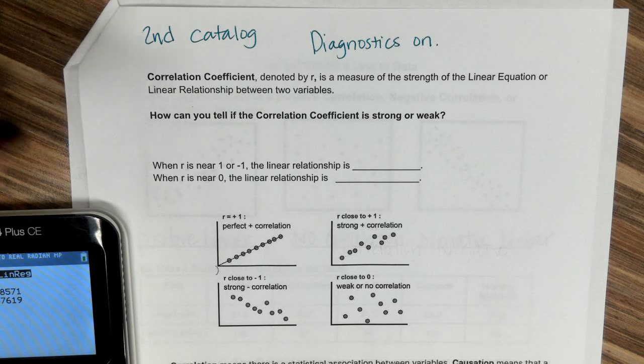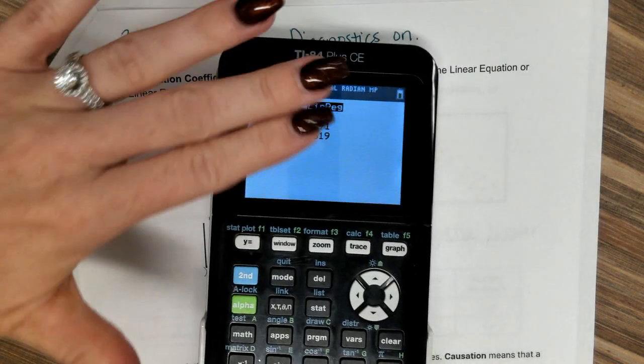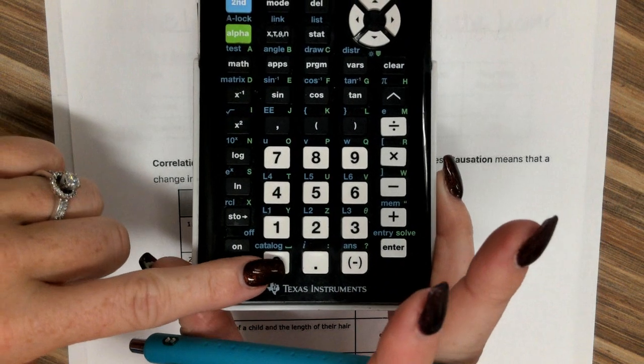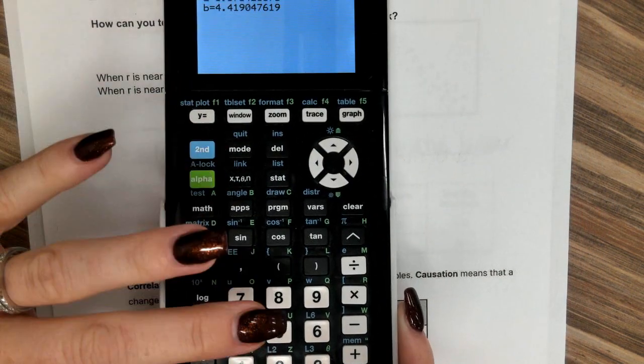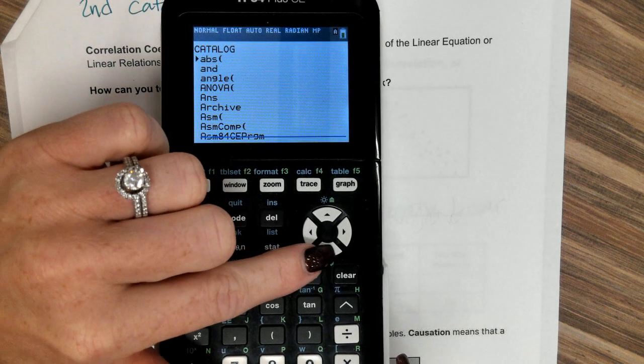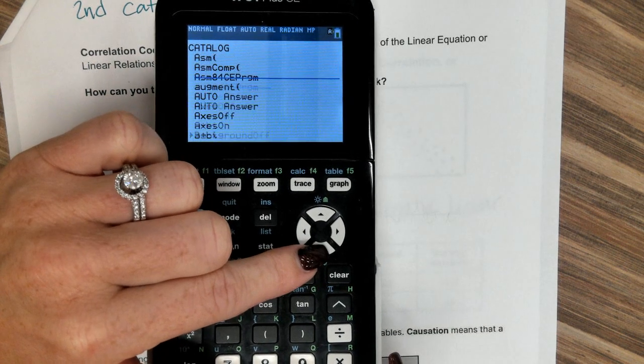So we're going to leave the data that we just put in. Everybody still has this data in, right? I want you to find catalog above 0. So hit second catalog. And you're going to scroll down, just hold the down arrow until you get to the D's and find diagnostic on.